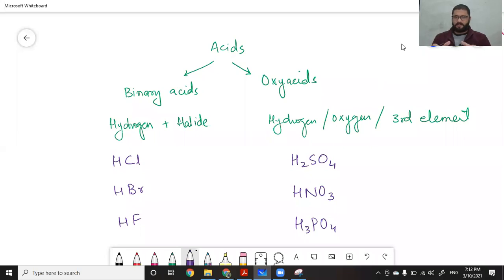The acid and the alkali react together and they give us salt and water. This reaction is called a neutralization reaction. So if I give you one example over here, the alkali, that is sodium hydroxide, when it reacts with hydrochloric acid, it gives us sodium chloride, that is a salt, plus water. This reaction is called a neutralization reaction.